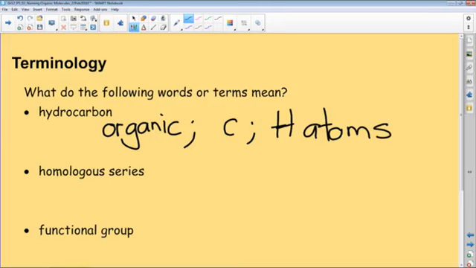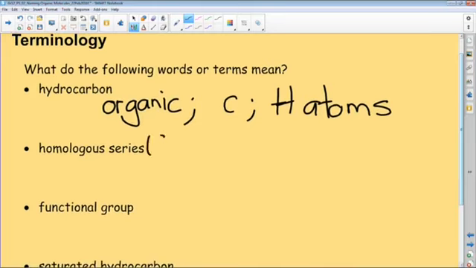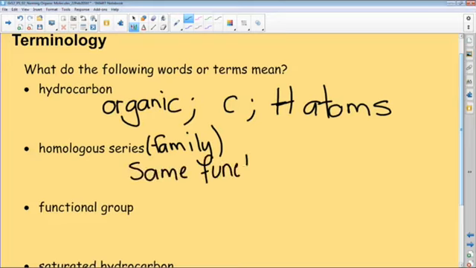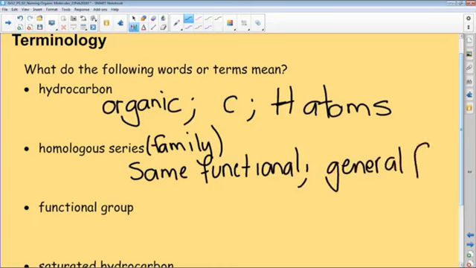A homologous series, and I hate these words, I can't pronounce them on a good day, is a family, all right? So I like to describe it as a family of compounds, and what we mean by that is that they are a group of organic compounds that have the same functional group, okay? Same general formula, as well as they only change from each other by a CH2 molecule, okay, so for every part in the series, we add a CH2, makes it longer and longer, okay, so that's your homologous series, and this is what we're going to focus on today.